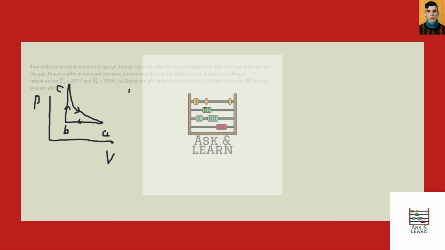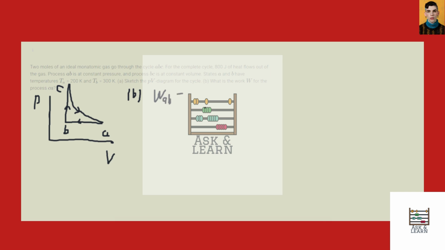And for part B, we need to find out the work for process CA. The method I found for this part is kind of tricky. So we want to find out the work for process CA, but we firstly need to look at the process AB. The work done in process AB is pretty easy because it is constant pressure.